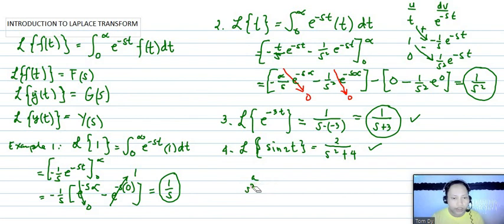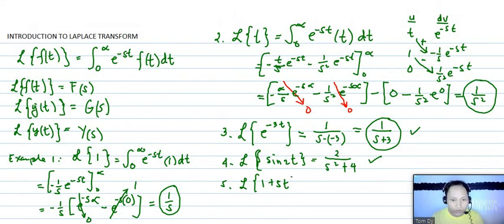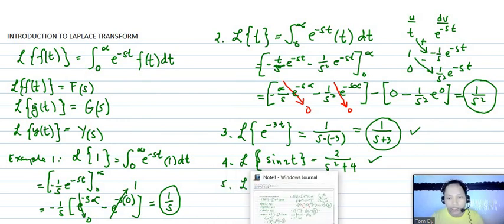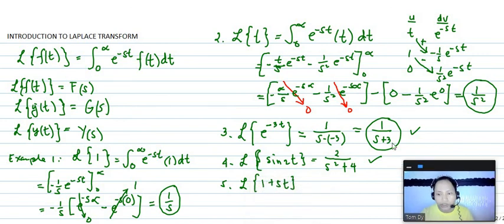Okay. So another example, let's say number 5. Example number 5, we have the Laplace transform of 1 plus 5t. And then we have to close this one. So if we take the Laplace transform of this function 1 plus 5t, allow me first to transfer this one.